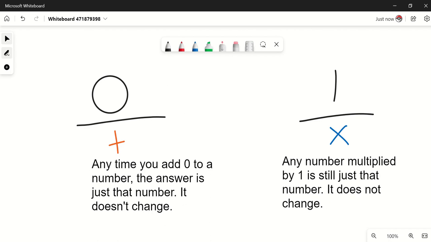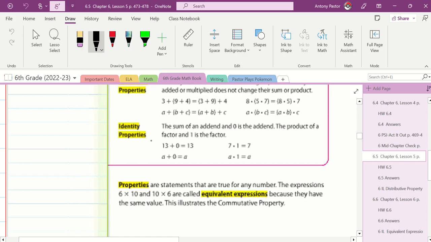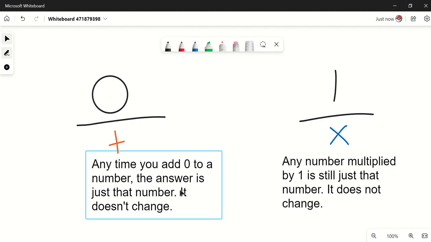So again, the identity properties, and they say properties because there's 2 of them, one for 0 and one for 1. The adding of 0 to a number doesn't change that number, and the multiplying of a number by 1 does not change that number.